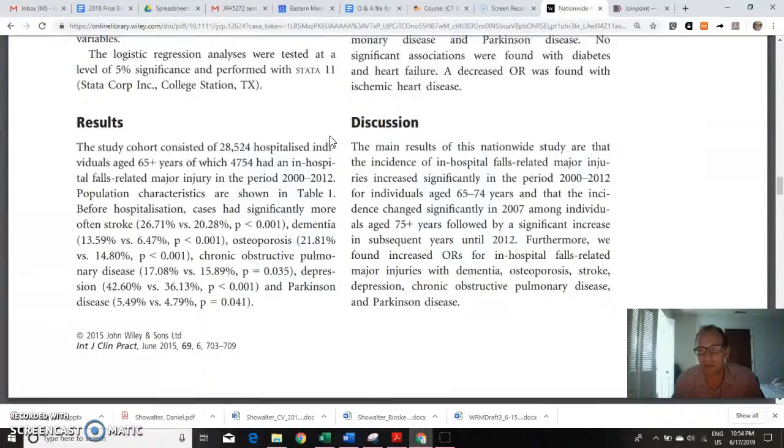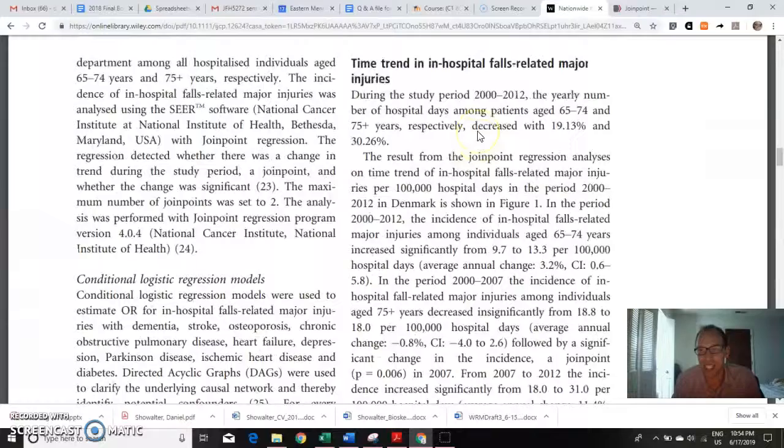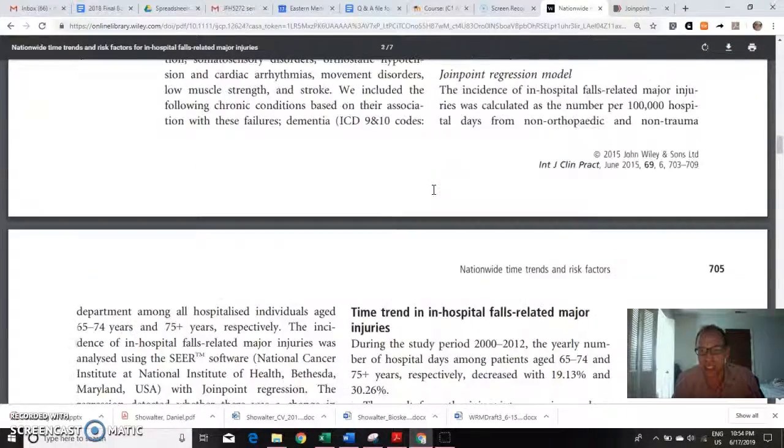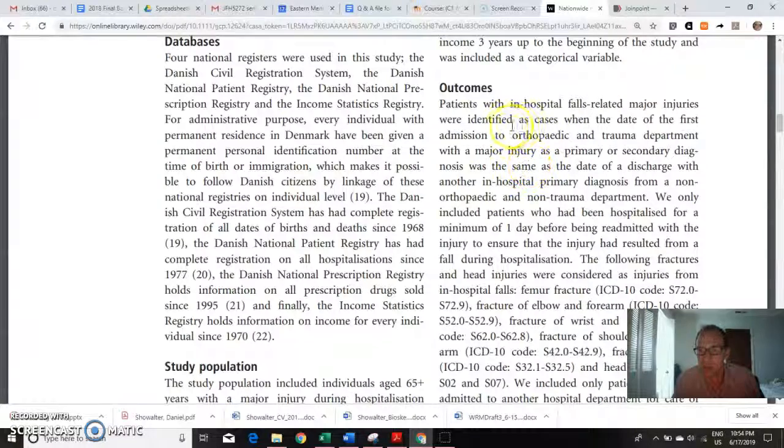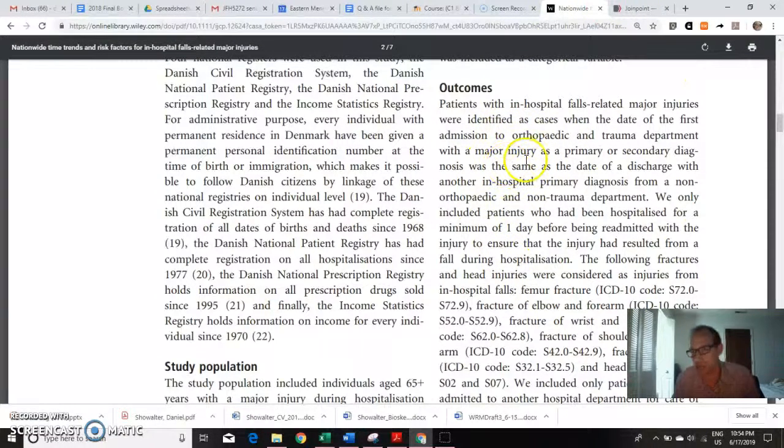Probably. You can read this. Is that it? This right here.